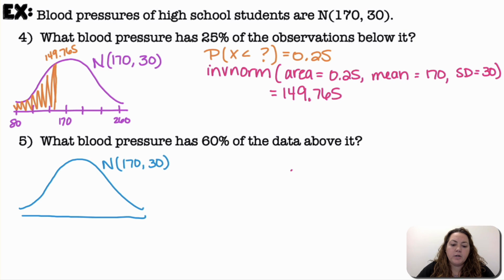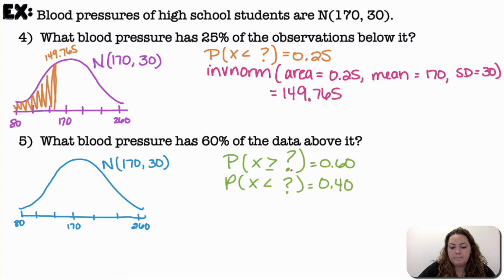What blood pressure has 60% of the data above it? Okay, so probability that x is greater than what would give me a probability of 60%. Probability that x is less than something would also be equal to 40%. So remember, your calculator always does the left side. Your table always does the left side. So if you were using the table, you'd have to find the area for 40% and then use the opposite of that to get your values.